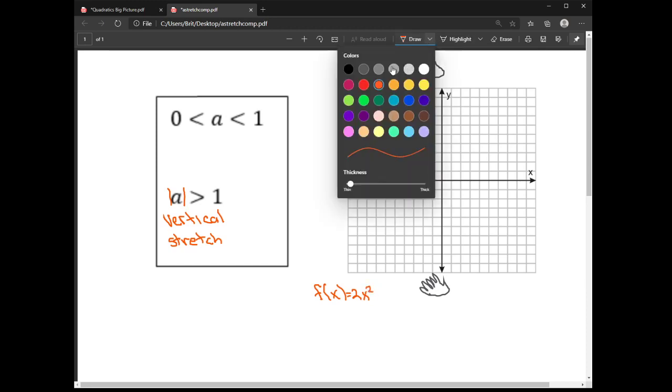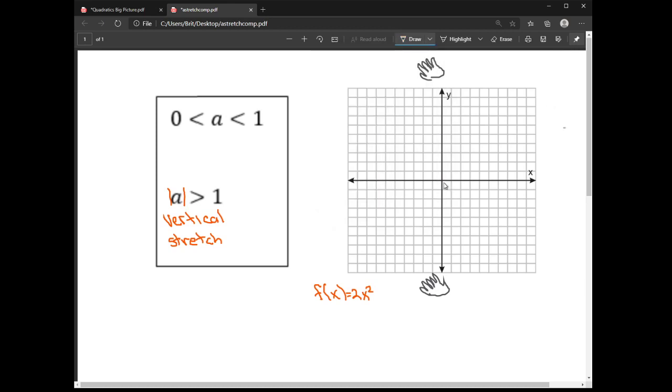The parent function for a parabola, right, usually would look like this, with a point at the vertex, then 1, and 4, and then 9. So this gray one is the parent function for my parabola. Pretend I know how to draw a parabola, okay?